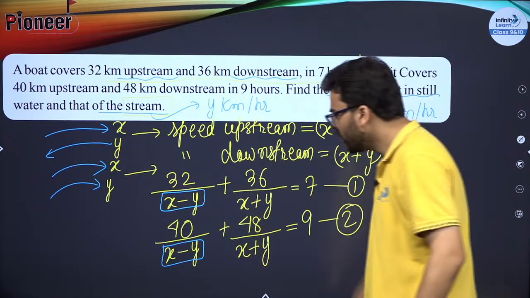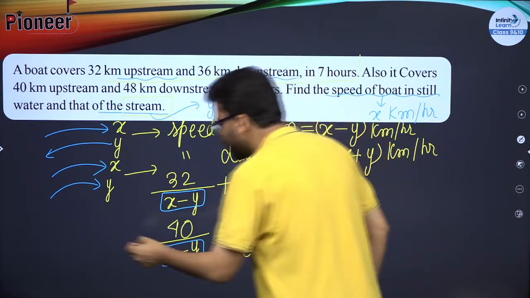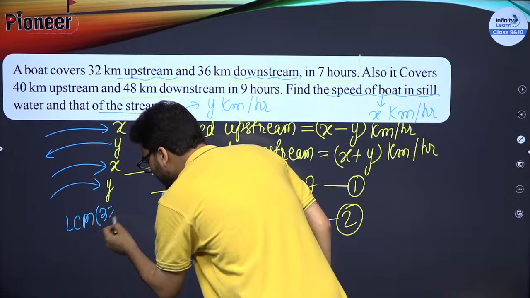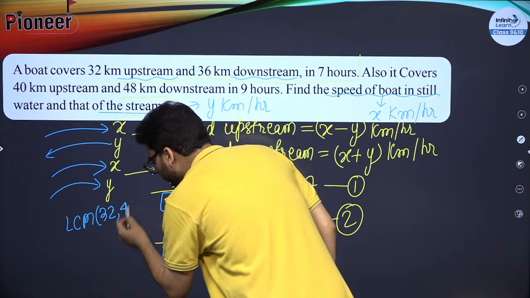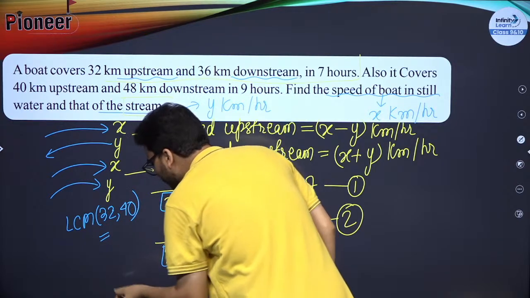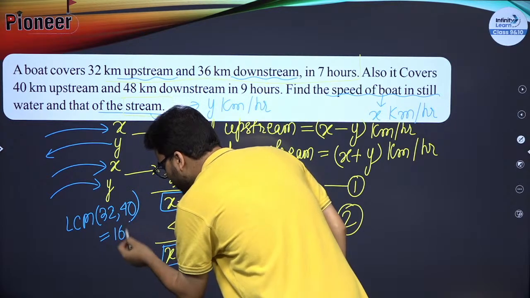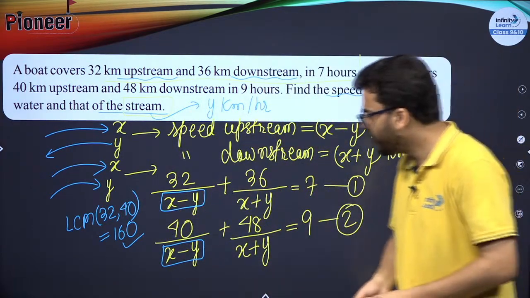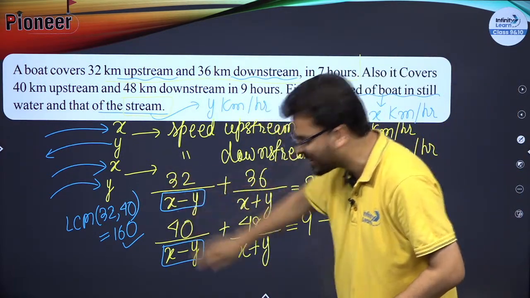So what I can do, can I take the LCM of 32 and 40? What is the LCM of 32 and 40? Can you tell that, guys? LCM of 32 and 40 over here. I think it will come out to be equal to 160, right? You can check that. The LCM of them is going to be 160. So I will try to make both of them 160.